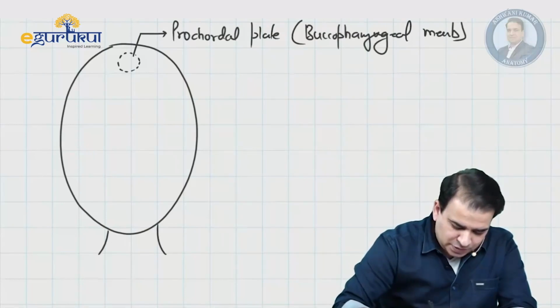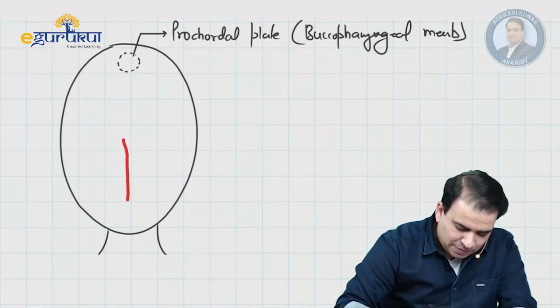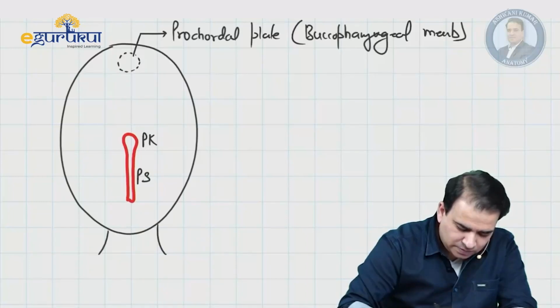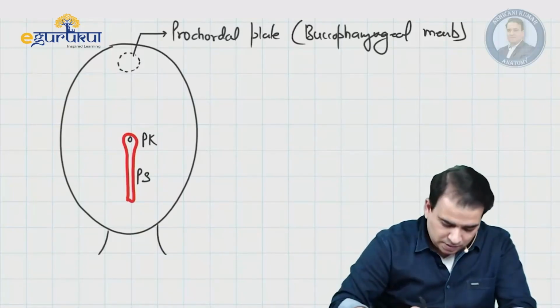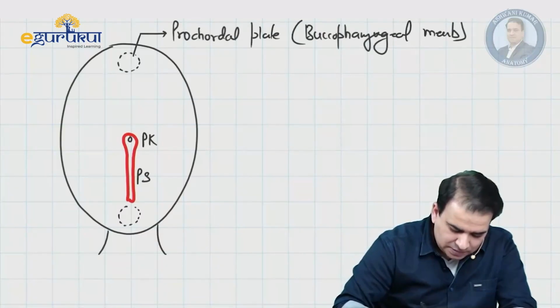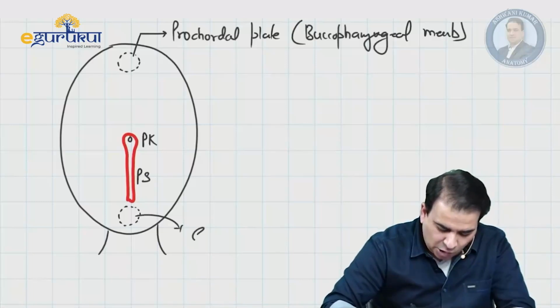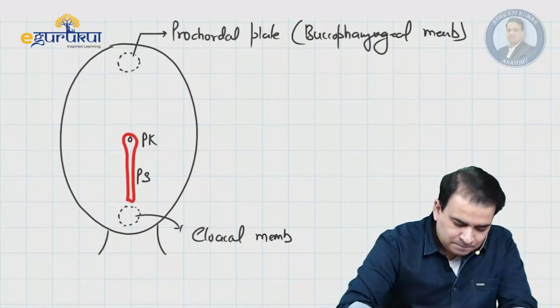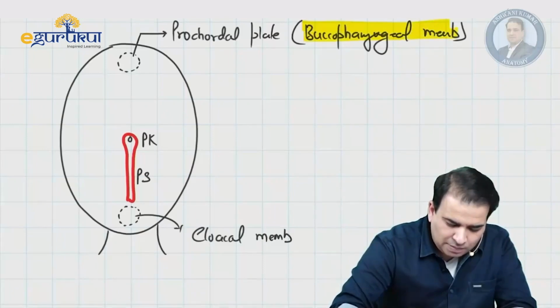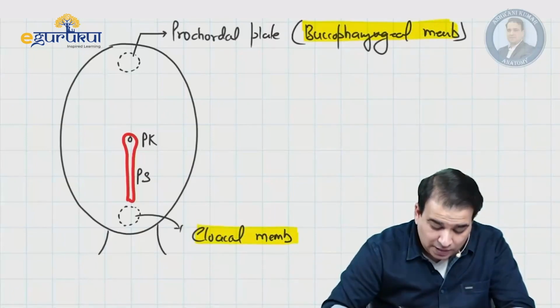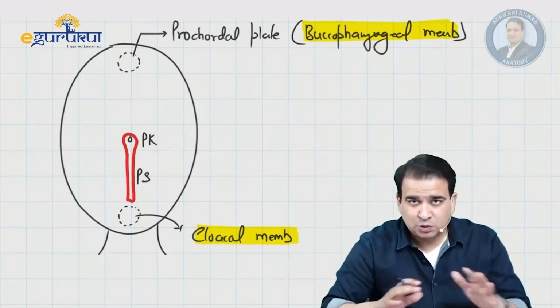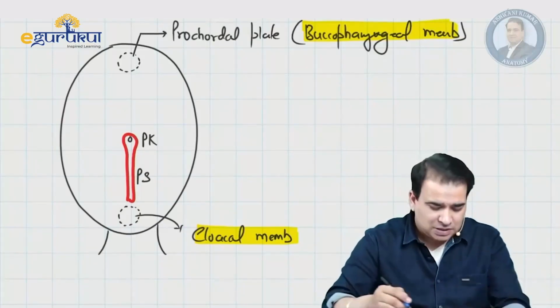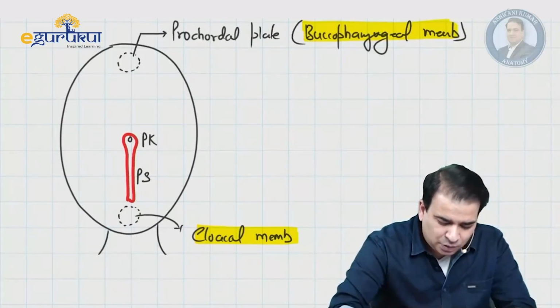We got the primitive streak which is running from this tail end toward the cranial. That's the primitive streak, right? This is the primitive streak. And this here is the primitive knot. If I mark this point as well, which is behind the primitive streak, we said this is the cloacal membrane. And this buccopharyngeal membrane and cloacal membrane, they are the two sites which are not invaded by the proliferating mesoderm. So when the mesoderm is coming out of this primitive streak, they are not present at the buccopharyngeal membrane and cloacal membrane.